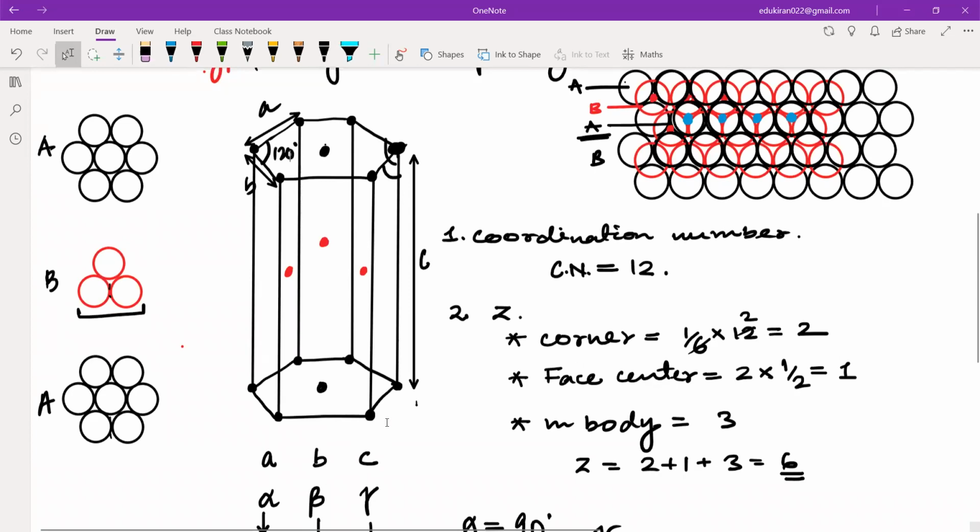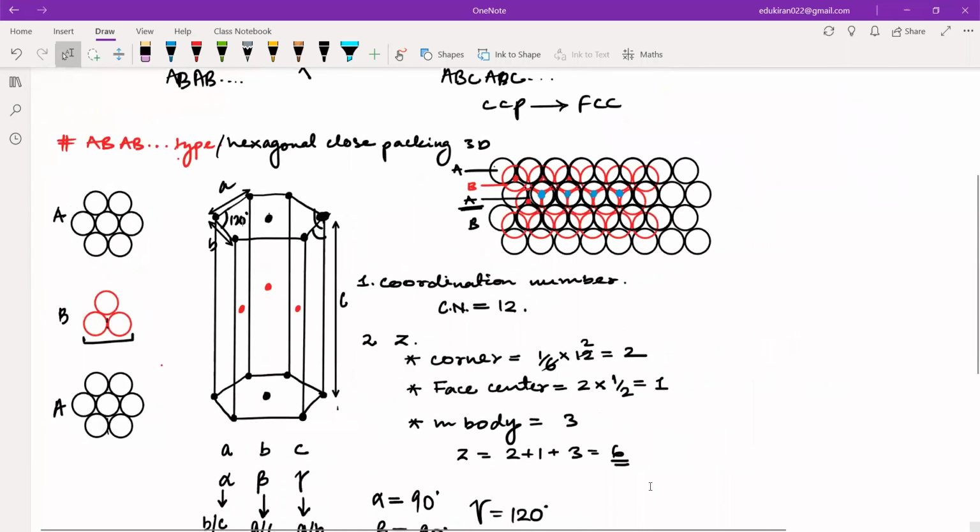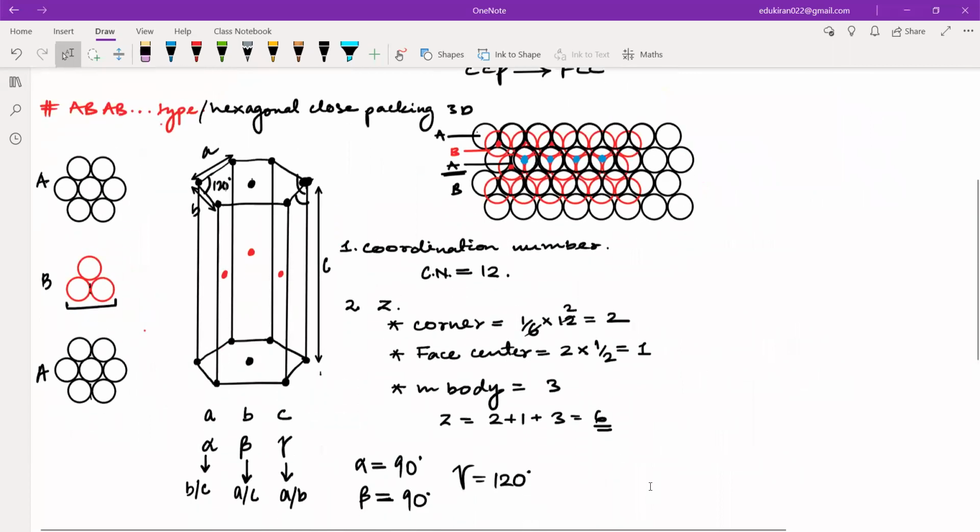So please now write these parts: coordination number Z and the alpha, beta, and gamma. Please write this down. Let me know if you're done by raising your hand. Okay.